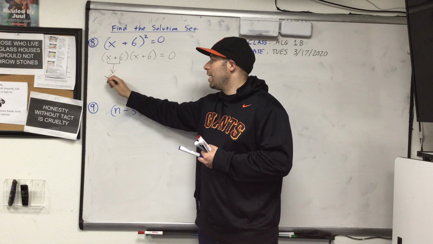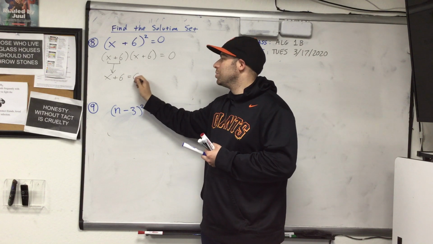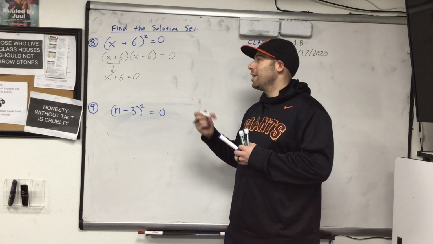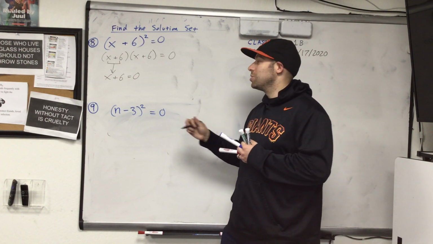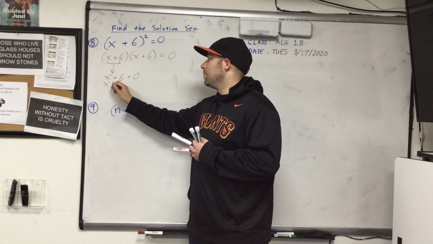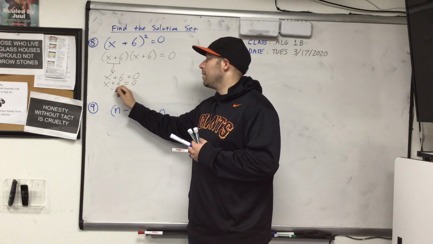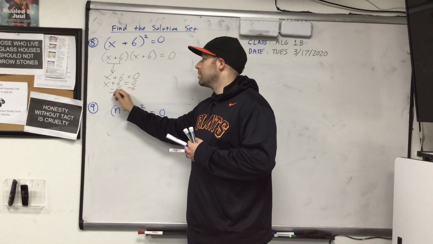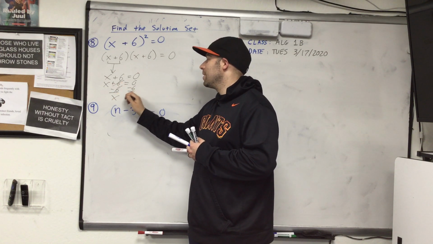So I just literally say x plus 6 equals 0, and I'm going to subtract 6 from both sides and get x equals -6.